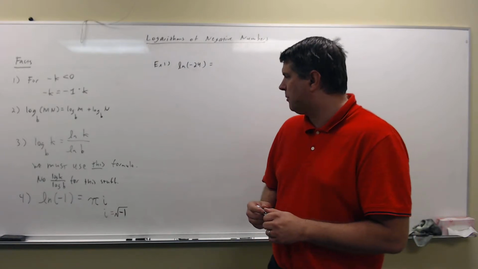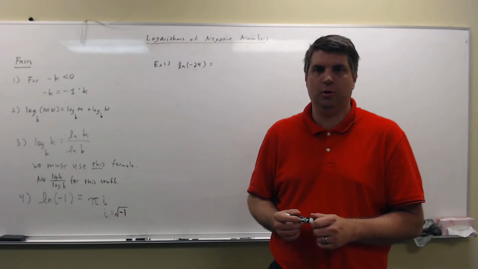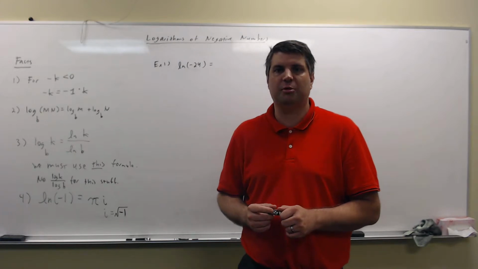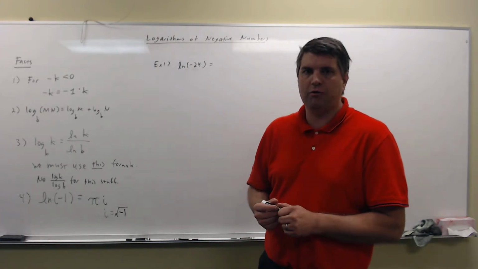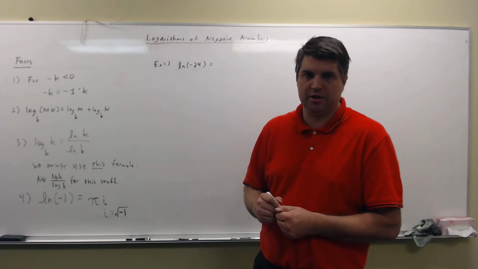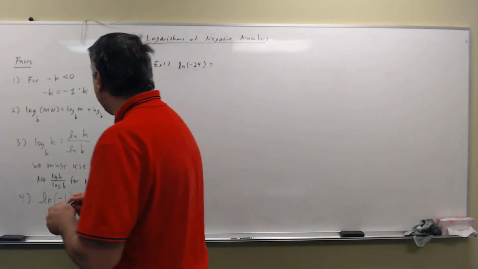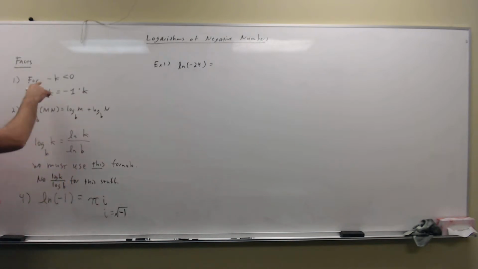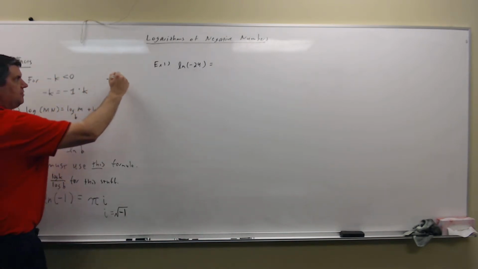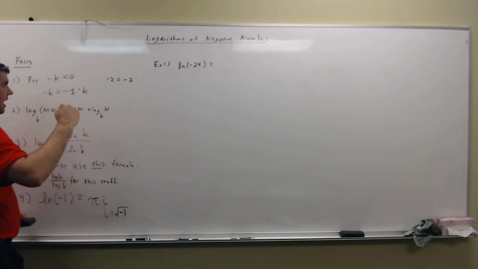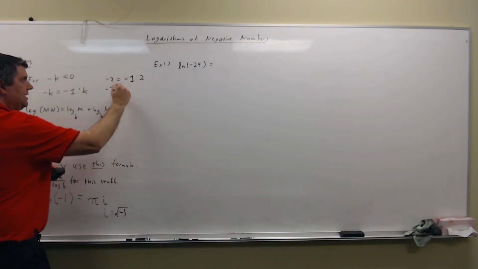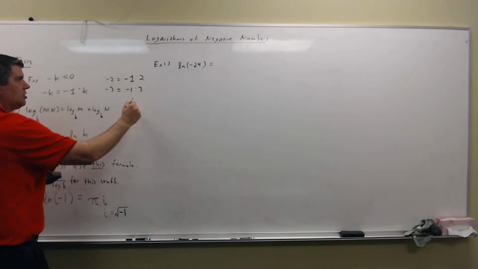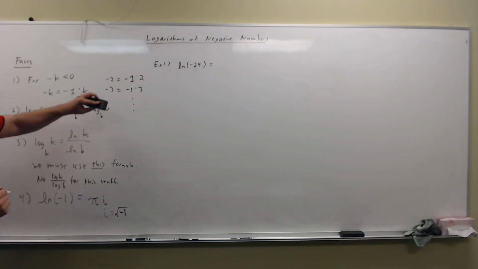But I'm going to show how this applies to college algebra level courses, 100 level algebra courses that involve logarithmic equations. So here's some facts. Any negative number is a multiple of negative 1. So for instance, negative 2 is negative 1 times 2. Negative 3 is negative 1 times 3, and so on. Okay?